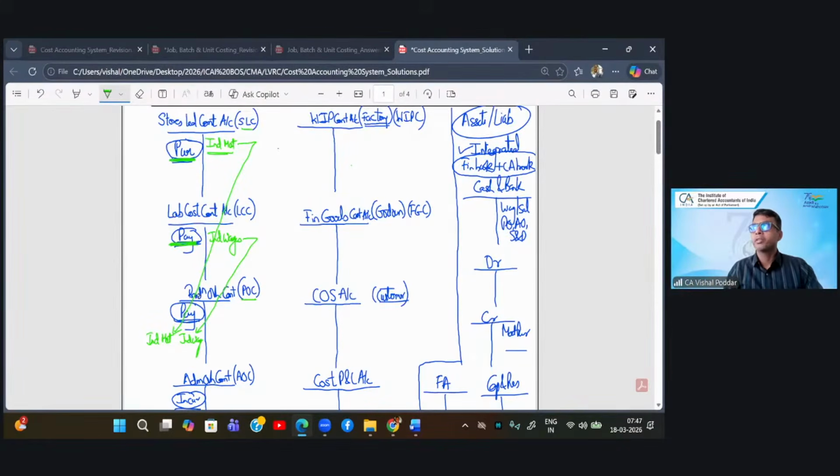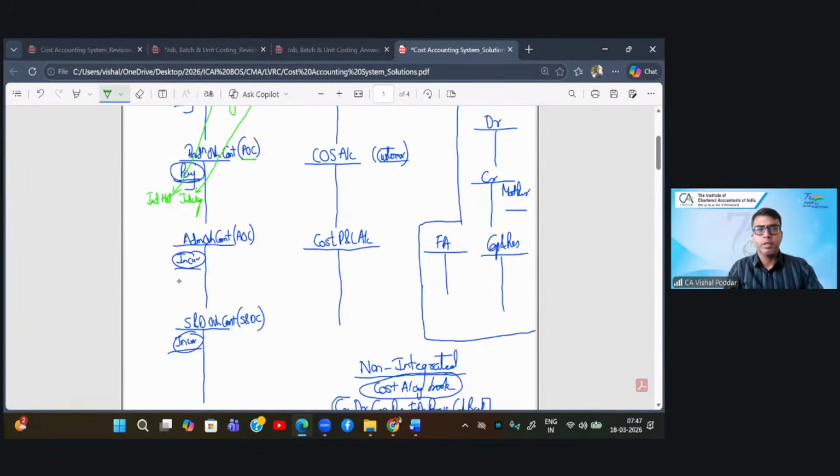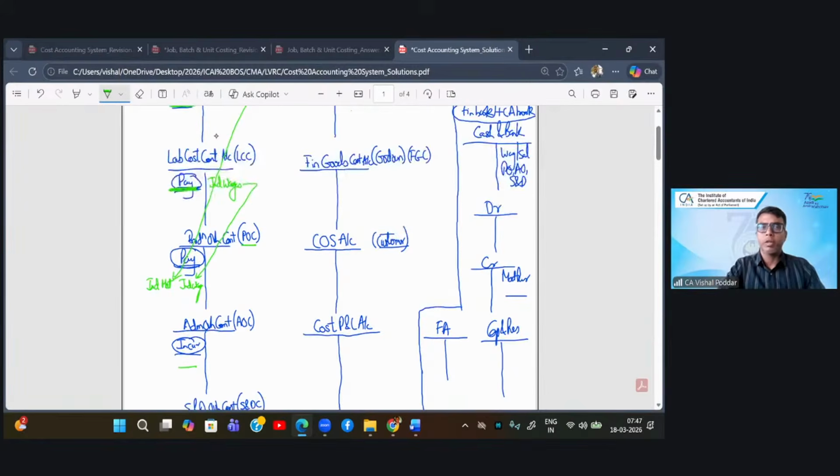However, in 10% of sums where they specifically mention that some material is used for administration, or some material is used for selling and distribution, then this indirect material will get transferred here or here, but that will be given in the sum. Otherwise, whenever they talk about indirect material, what will be indirect material? Either they will say indirect material or material used for repairs, material used for maintenance. That is not for production. Whatever is not used for production is indirect. So all that you will transfer to production overheads account.